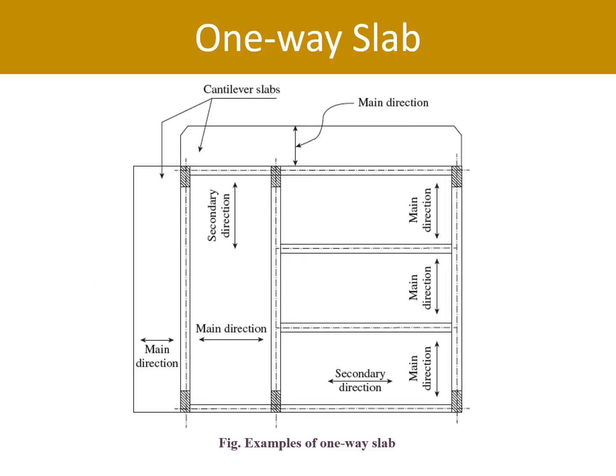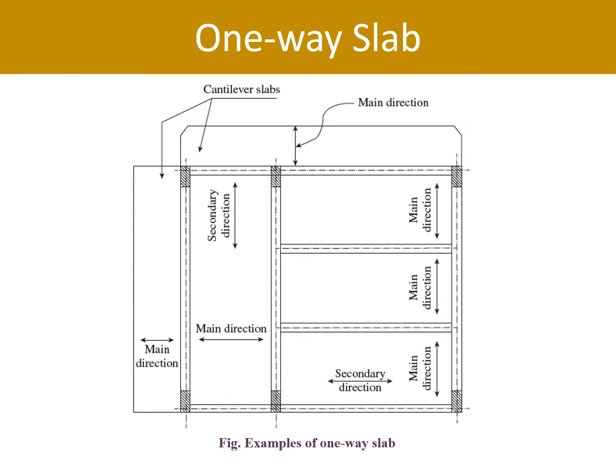One-way slab systems. An example of a one-way slab system is shown here. So you can see this, if one dimension spans more than the other, it is called a one-way slab system. That is, one longitudinal span is more than 2 times the transverse direction. It is stated as a one-way slab system.